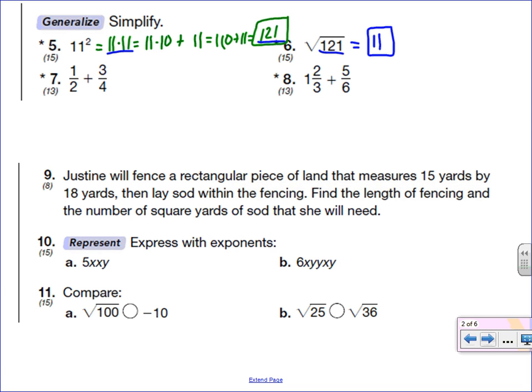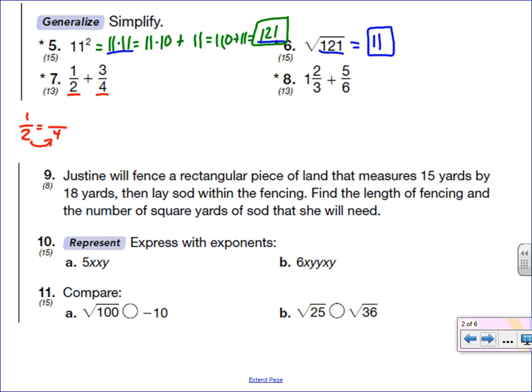In number 7, we're adding fractions. When we add fractions, we need to have common denominators. Right now we have 2 and 4. So looking at this, I know that 2 is a factor of 4, so I can convert or rewrite 1/2 in terms of fourths instead.